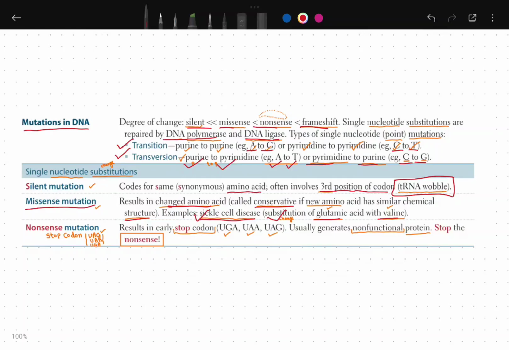In nonsense mutation, it results in stop codons. There are three types of stop codons: UGA, UAA, and UAG. It usually generates a non-functional protein. Stop the nonsense. These stop codons: UGA, you go away; UAA, you are away; and UAG, you are gone.